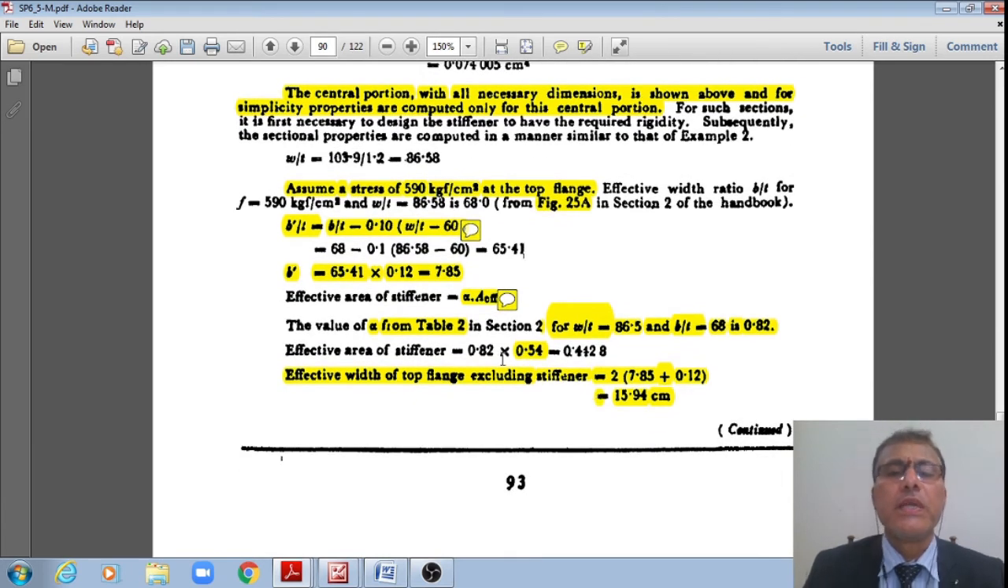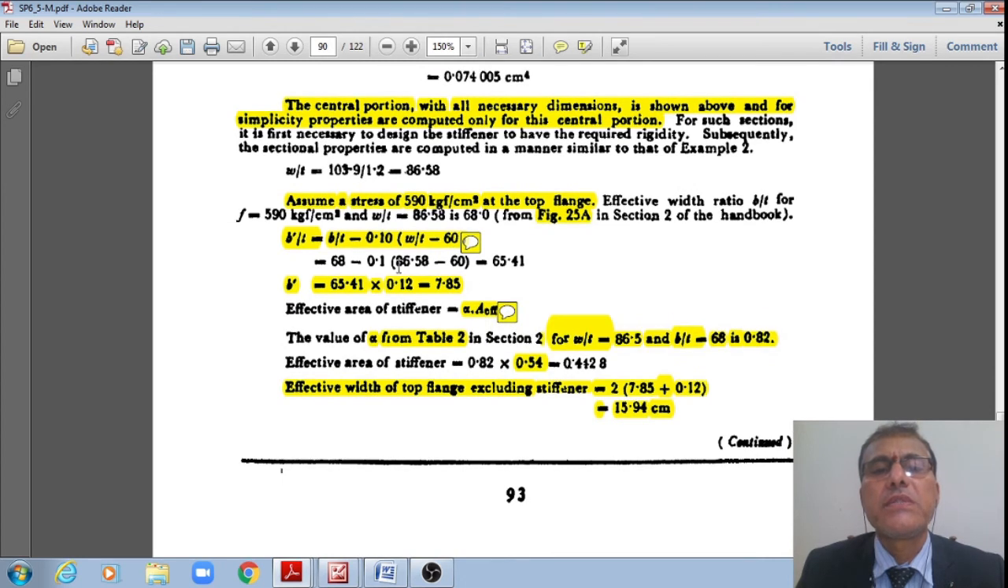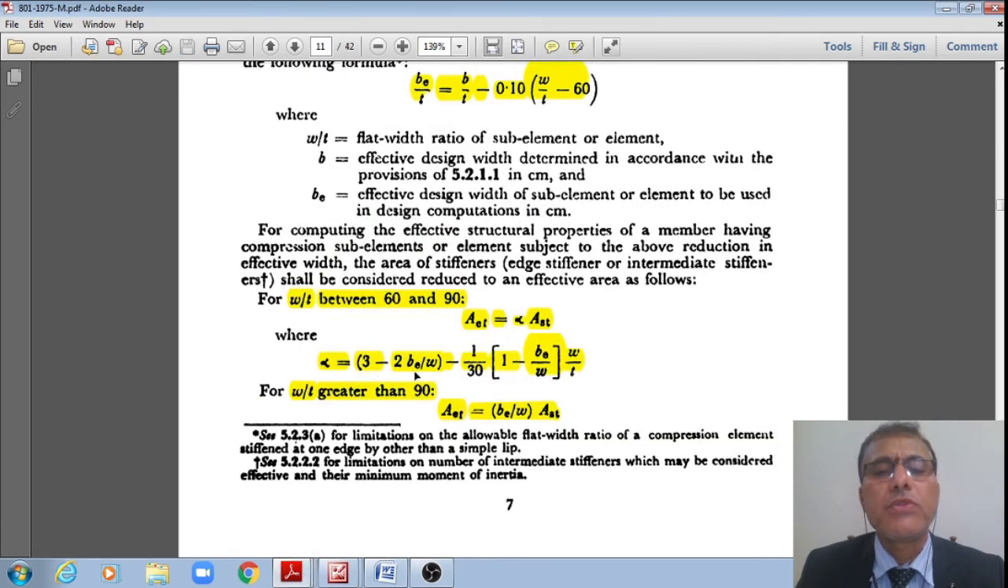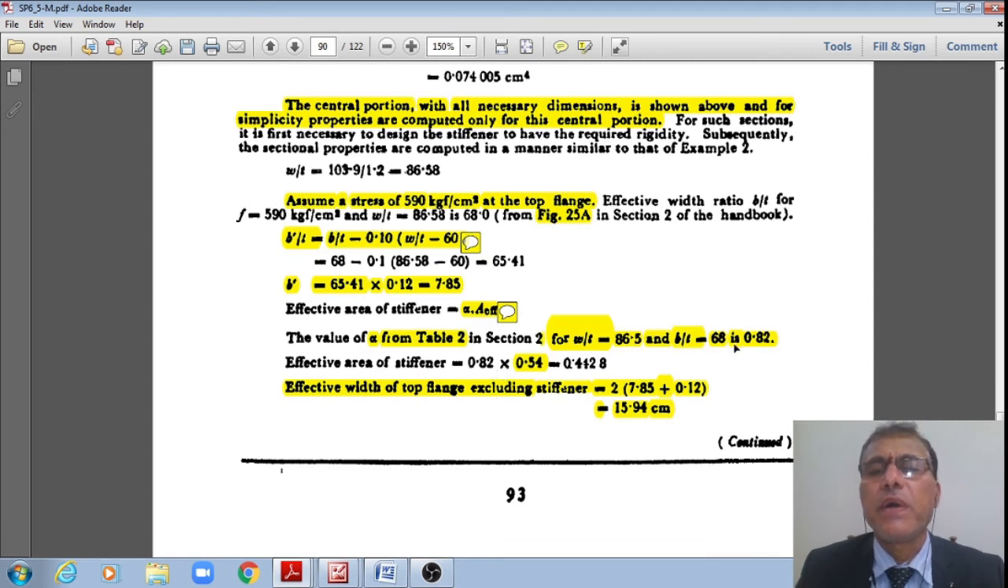If you want to use this design table, then W by T is already known as 86.5 and B by T is 68. Therefore, for these W by T and B by T, I have alpha equal to 0.82 from Table 2. Or alternatively, you can go to this formula. Alpha is given by 3 minus 2 divided by BEW multiplied by 1 minus 30 multiplied by 1 minus BE by W multiplied by W by T. Either of the two will give the same result. Therefore, that alpha will work out to about 0.82.